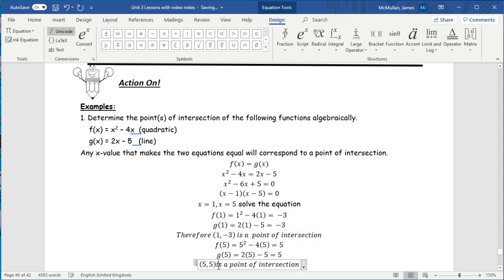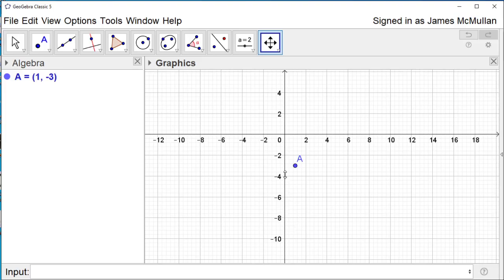And so what I'm expecting is that these two things will cross each other at (1, -3) and at (5, 5). Okay? So now we're going to draw them. So let's draw x squared minus 4x, that's f.